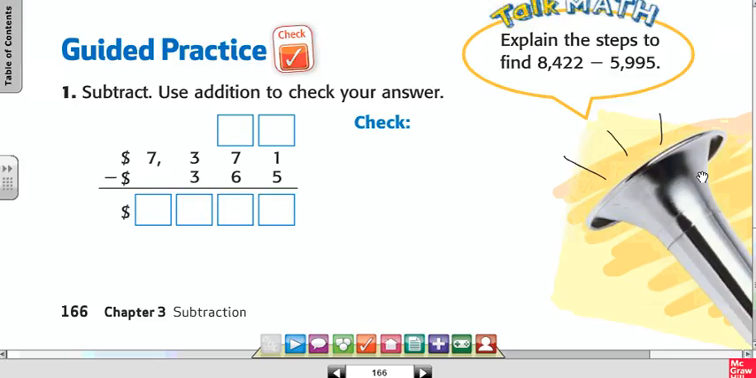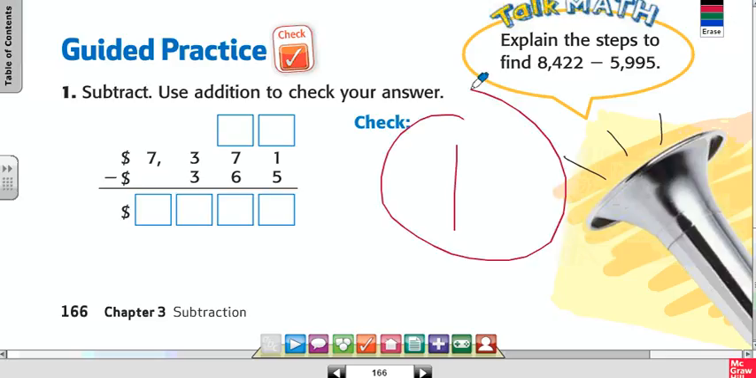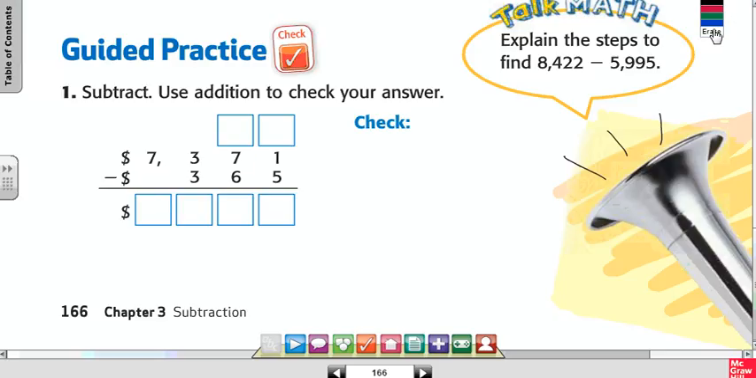Let's look at the practice. Okay, 1 minus 5, can I do that? So here's 1. Can I take 5 away from this? No, I can't. I have to borrow from this 7.